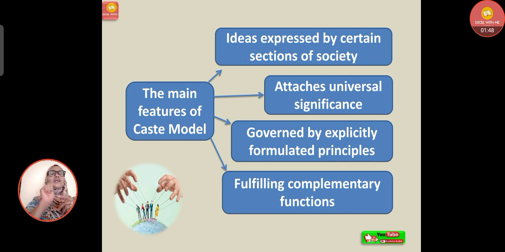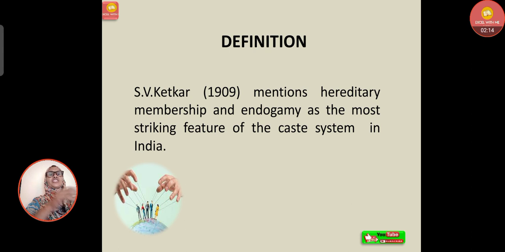Third, the entire system is governed by explicitly formulated principles. Fourth, it is assumed that different castes, which are the basic units in the system, are fulfilling their contemporary functions. So the historicity of Indian society has been the hallmark of the caste model. Now let's understand the definition given by S.V. Ketkar, who in the year 1909 mentions hereditary membership and endogamy as the most striking features of the caste system in India. So many sociologists observed the caste system is functional for society.